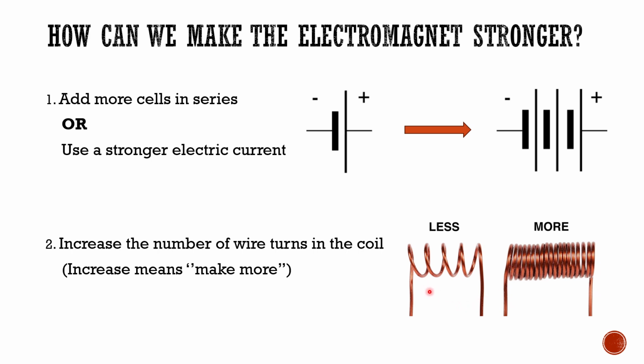And then also, if you have fewer wire turns around your iron nail, the magnet will be weaker. But if you have more wire turns in your coil, your magnet will be much stronger. So there are two ways in which you can make an electromagnet stronger. You can increase the number of cells, and you can increase the number of wire turns in the coil.